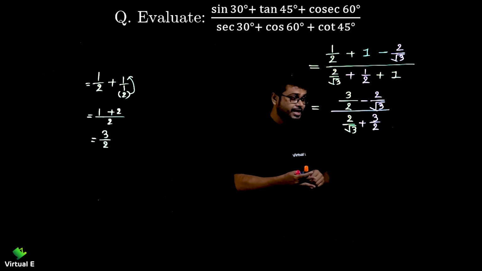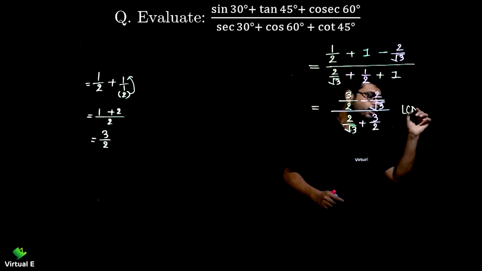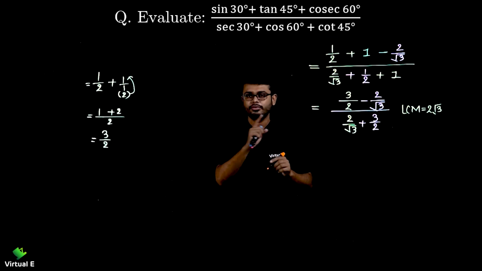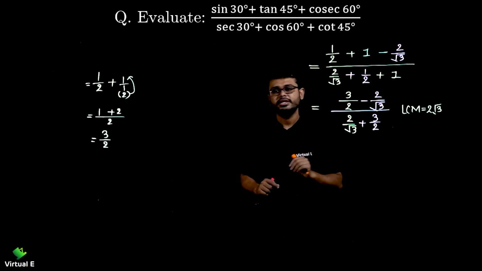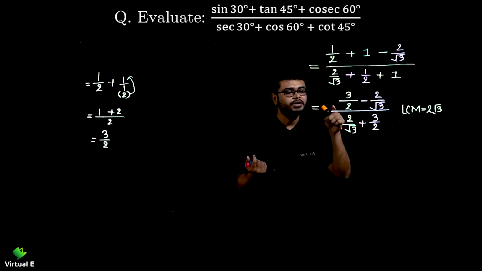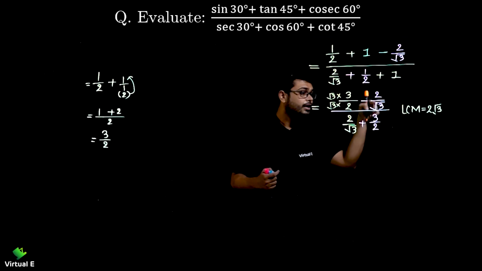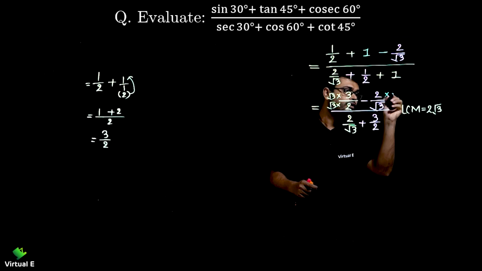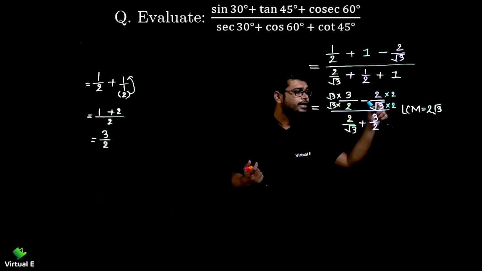So the LCM I will be taking in numerator and denominator both will be 2 root 3. Simple. Now you can see here 2 is there but root 3 is not there. So what will I do? I will multiply with root 3 over here. Done. Here root 3 is there but 2 is not there, so I will be multiplying with 2 over here. Done. Simple. 2 root 3 and 2 root 3.